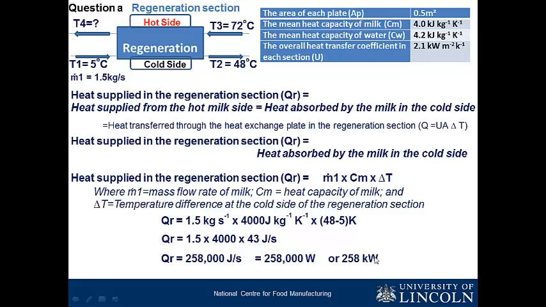So we can have one person bearing different names. It's just the same thing for our variables in mathematics. So we have 258,000 joule per second, or 258,000 watts, or 258 kilowatts. Because kilo is 1,000, it's the same thing. So we have the heat supply in the regeneration section to be 258 kilowatts. Now that's question number 1 solved.